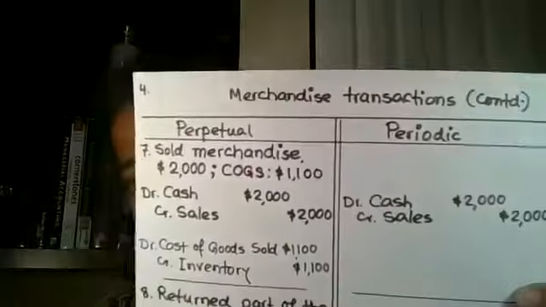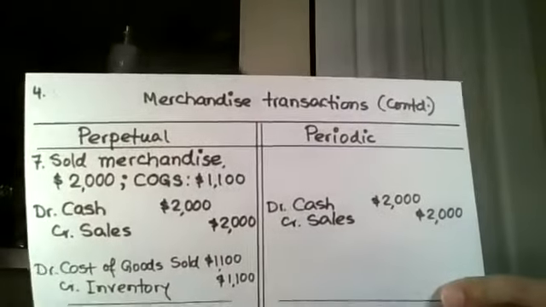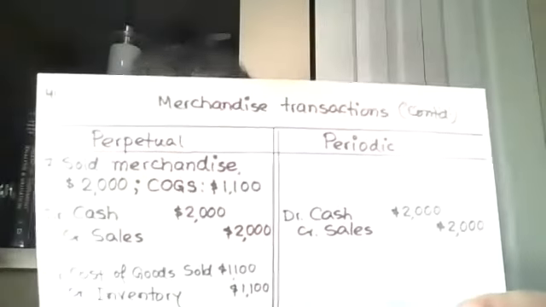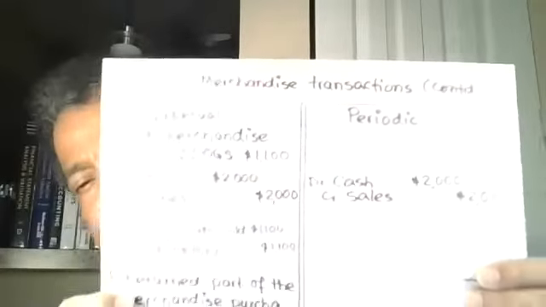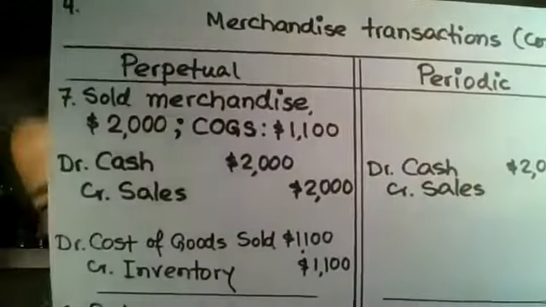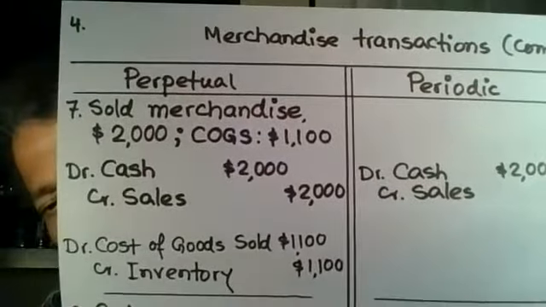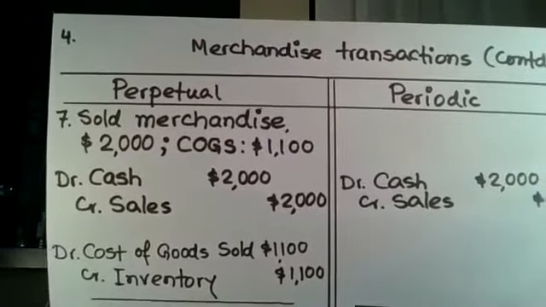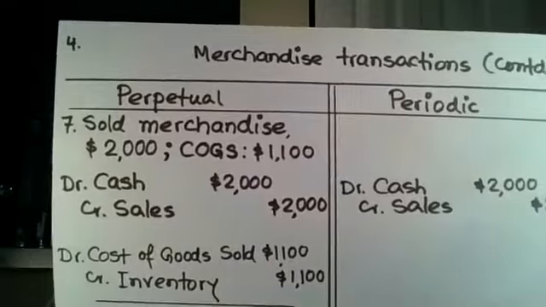Now let's embrace a sales transaction. So we sold merchandise here. You can see sold merchandise for how much? $2,000. I'm sorry, losing the focus. I think I move my hands a lot, that's why. So sold merchandise for $2,000. The cost of those goods was $1,100.